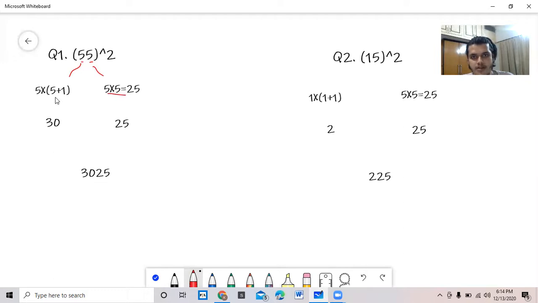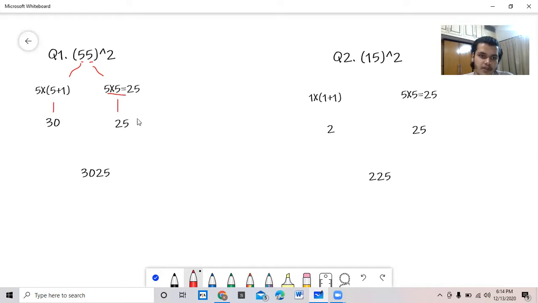What we need to do with the tens digit is take the number, in this case which is 5, multiply by the number itself like we did with this one, and add 1 before multiplying. So basically what I mean by this is, take 5 multiplied by 5 plus 1, which is in brackets, that means 6. 5 into 6, that is 30. By solving this we got 30, and 5 into 5 is 25, we got 25.